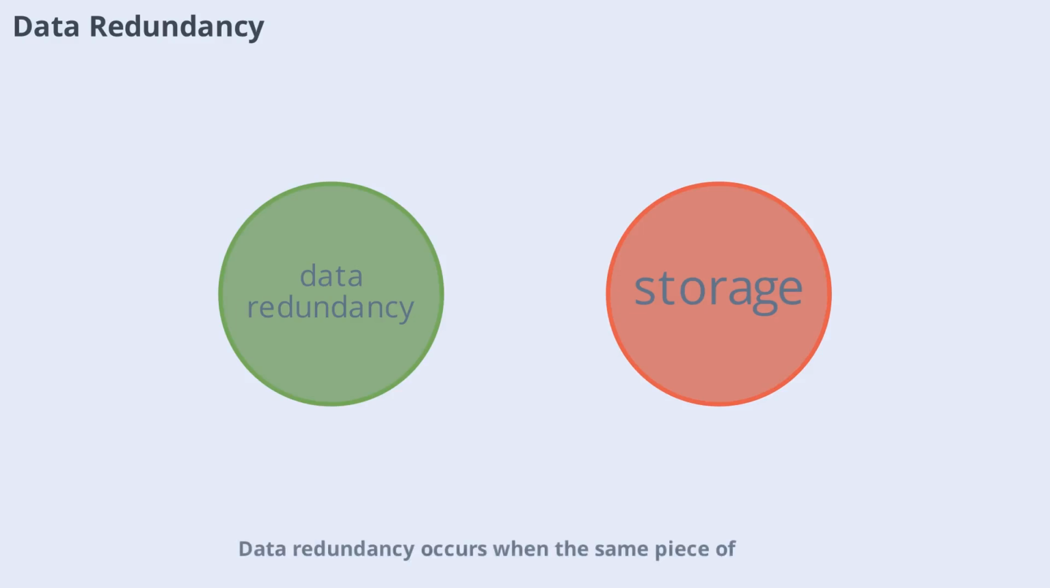Data redundancy occurs when the same piece of data is stored in multiple places within a database. While sometimes necessary for performance, too much redundancy can lead to inconsistencies and wasted storage. Proper database design aims to minimize redundancy while ensuring data is accessible and reliable.